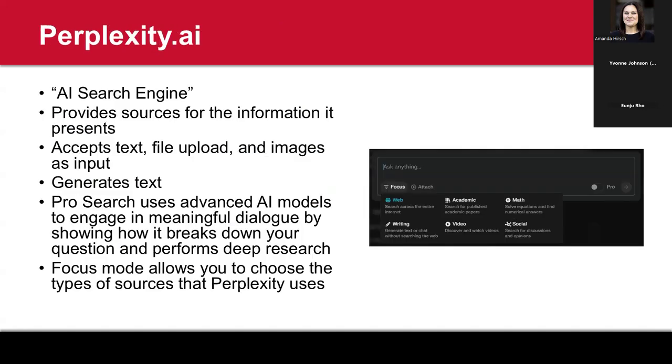So one that we didn't really talk about last month was Perplexity. This is an AI search engine. It provides sources for the information it presents. It accepts text, file upload, and images as input, and generates text. Pro Search uses advanced AI models to engage in meaningful dialogue by showing how it breaks down your question and then how it performs that deep research. And Focus Mode allows you to choose the types of sources that Perplexity uses to inform its answers.